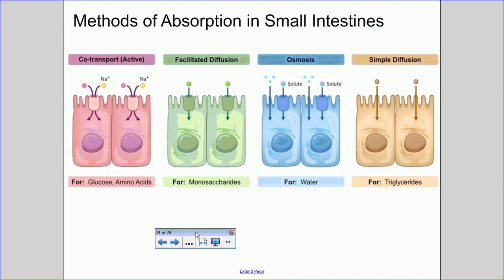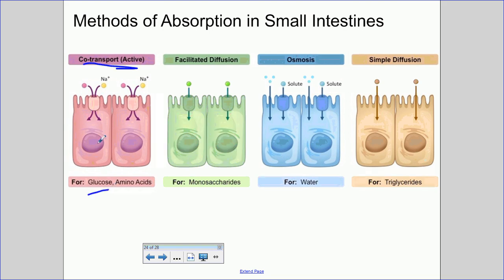There are different ways in which materials get transported into the small intestine. There is what's called co-transport, which is a form of active transport. This is how glucose gets into the body, for example. If this is our lumen, and here we have a glucose molecule, the glucose molecule will be brought into that epithelial cell and ultimately through the body by co-transporting it with sodium that's found in the lumen of the small intestine.